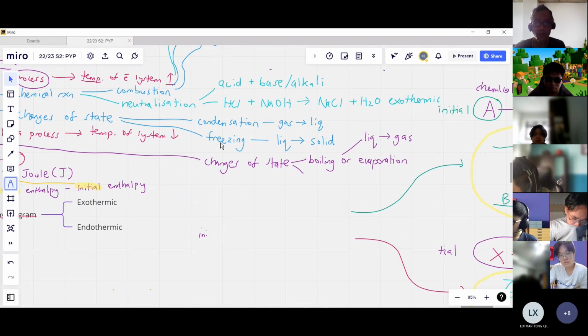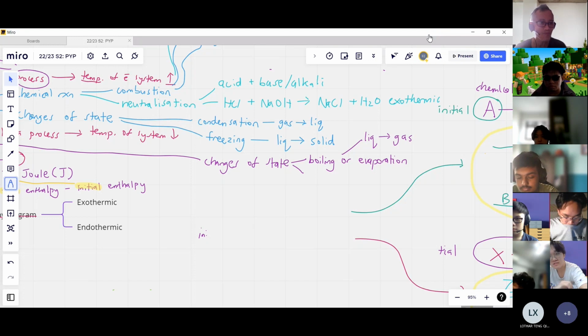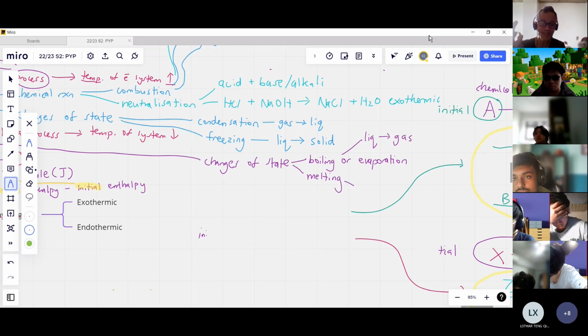How about freezing? Just now we mentioned freezing as exothermic. What is the opposite of freezing? You guys better know the answer to this. Ernest, what's the opposite of freezing? Melting. Okay, good. By the way, it's primary school stuff. But of course, you guys are supposed to know this. Melting is also endothermic. Imagine your solid.